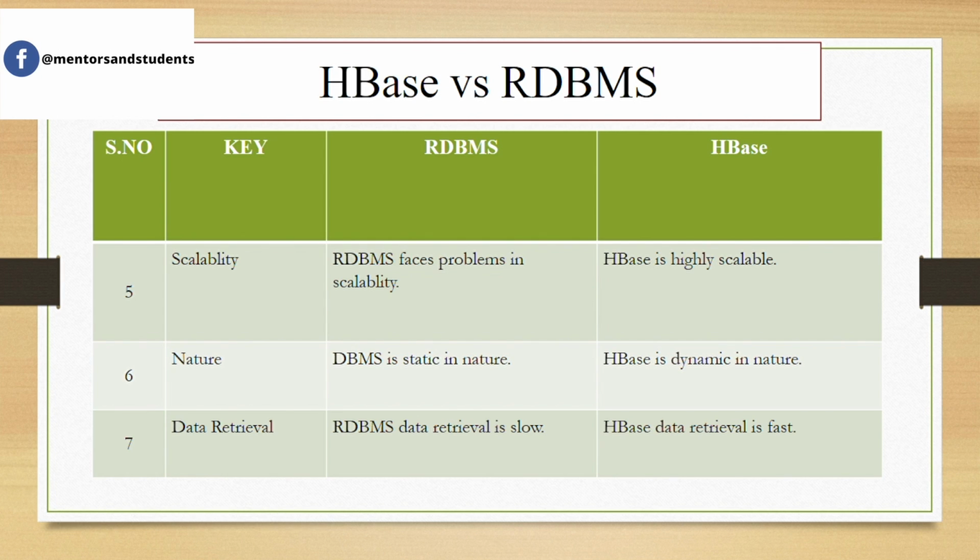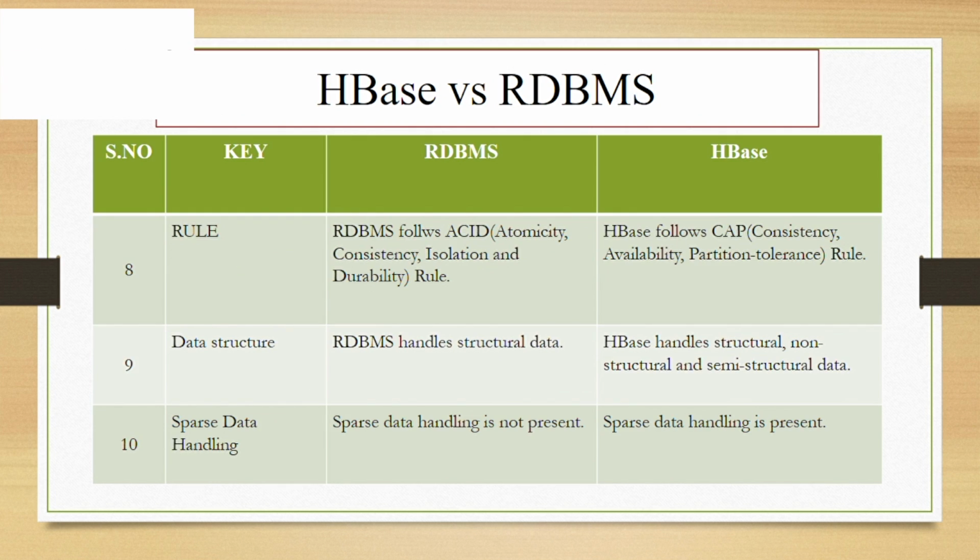In terms of nature, RDBMS is static in nature. That means all the components and records in RDBMS are in static form. But in case of HBase, all the records are in a dynamic form. In terms of RDBMS, data retrieval is very slow, but in terms of HBase, data retrieval is very fast compared to RDBMS.